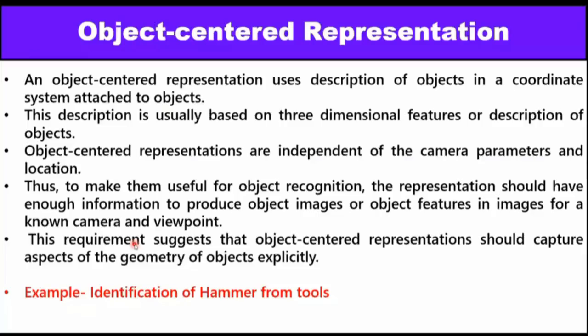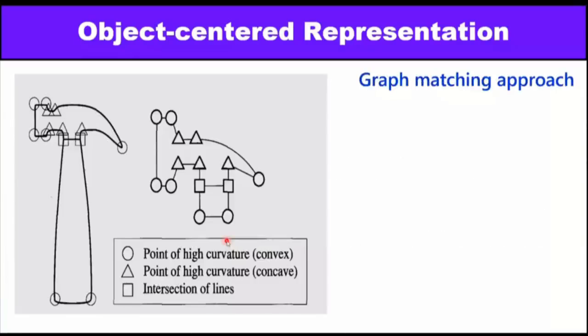Object centered representation requires a coordinate system, either in 2D or 3D, and from the view we are extracting the 2D features or 3D features of the object. Let us see one example now.